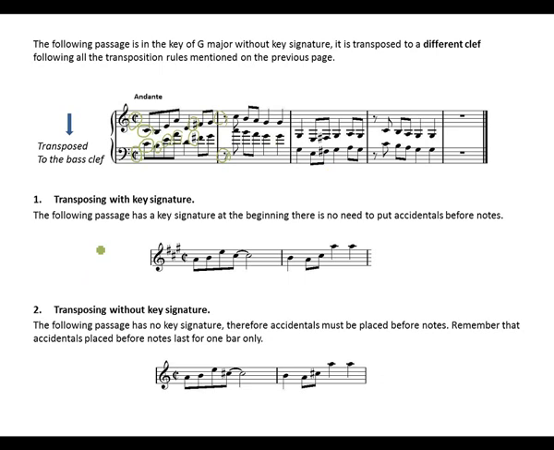Transposing with key signatures. The following passage has a key signature at the beginning. There is no need to put accidentals before notes. So when transposing with key signatures, there is no need to put accidentals before notes. So let's take a look at the example below. The previous example had no key signatures at the beginning. Hence, accidentals are placed before notes also here as well. But now we are transposing with key signature. So a key signature has been provided. So there is no need to put accidentals before notes.